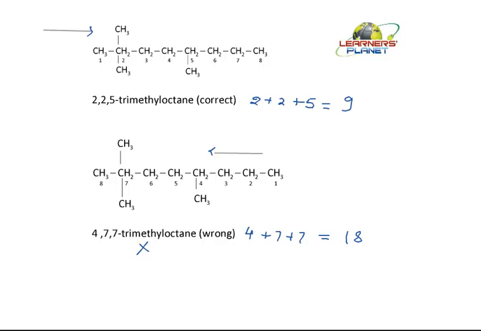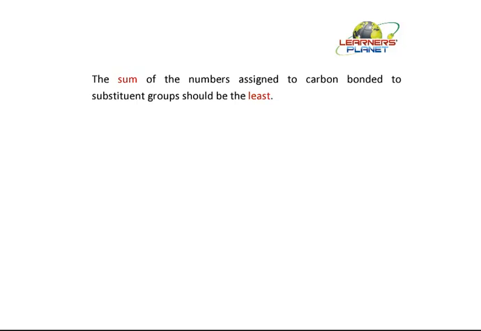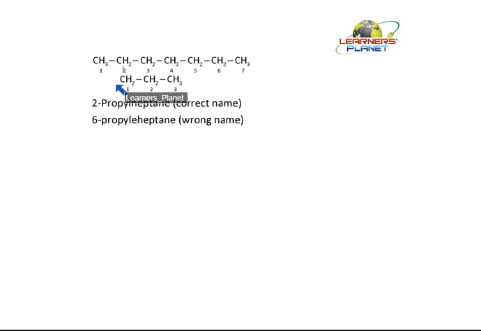So while attempting such questions, students, what you need to remember is you have to remember all the rules. The substituents should be written in alphabetical order. The one which is written first should be assigned the lower number. Then the sum of the numbers assigned to the carbon bonded to the substituent group should be the least. This we have discussed.